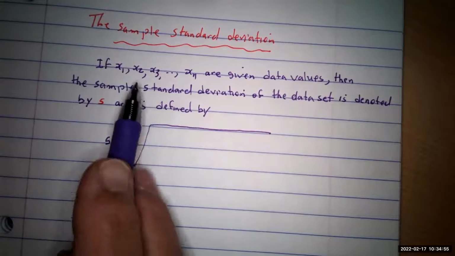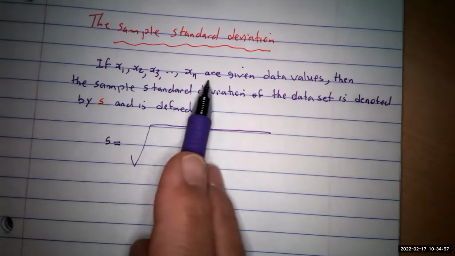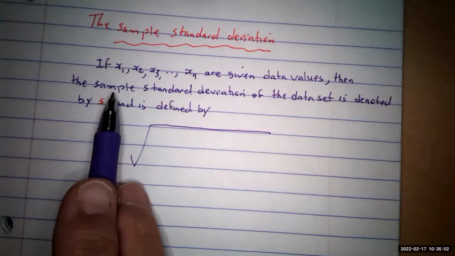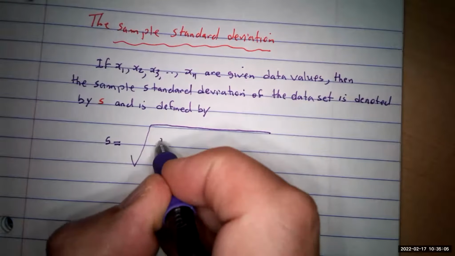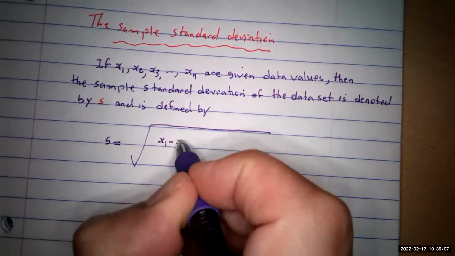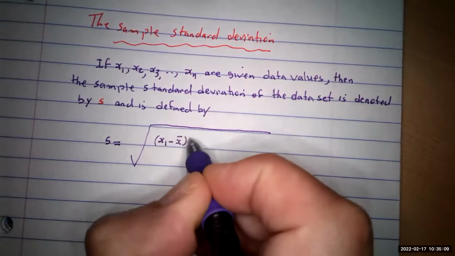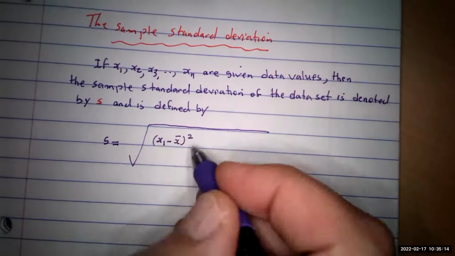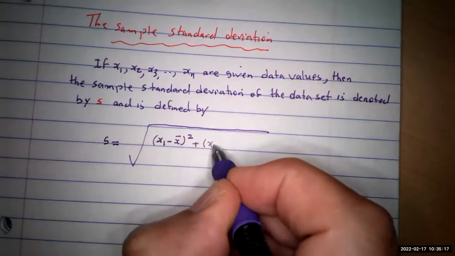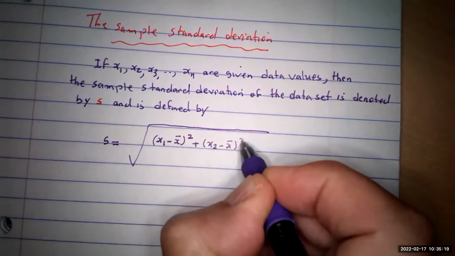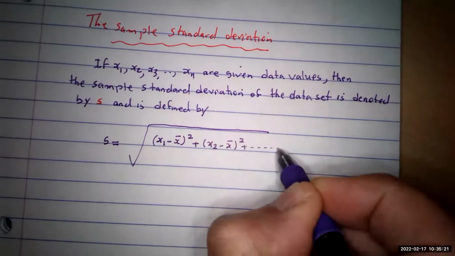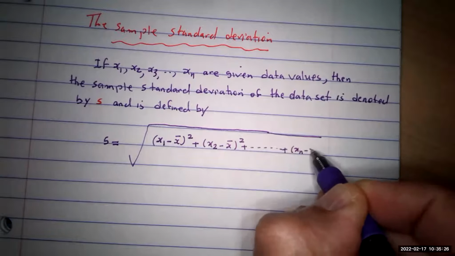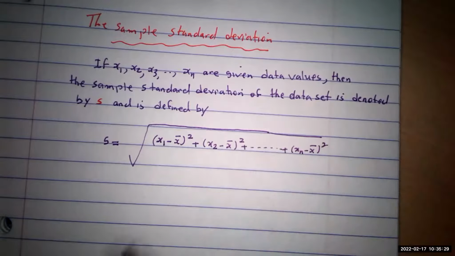We are going to consider the deviation of each of these numbers from the center. Deviation means a difference. So the first one is going to be x1 minus x bar all squared. This is the deviation of the first grade from the center. And you continue for the other ones. It's going to be x2 minus x bar all squared. And then you continue to get all of them. So the last one is going to be xn minus x bar all squared.